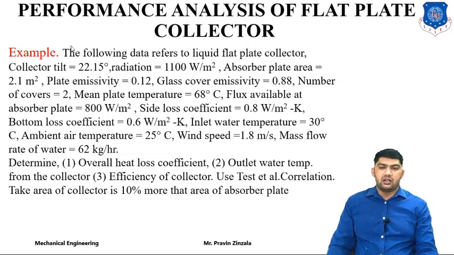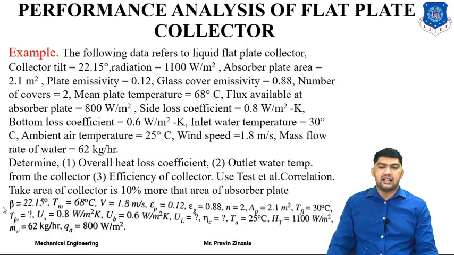This is the first example of a flat plate collector. The following data refer to a liquid flat plate collector. Collector tilt is 22.15 degrees, which means the surface is tilted from the horizontal by 22.15 degrees. Radiation is 1100 watt per meter square. Absorber plate area is 2.5 meter square. Plate emissivity 0.12, glass cover emissivity 0.88, number of covers is 2.